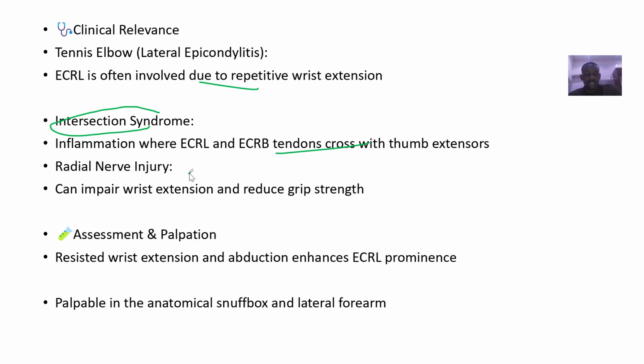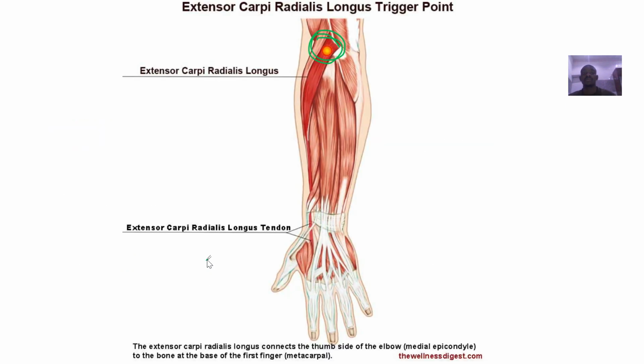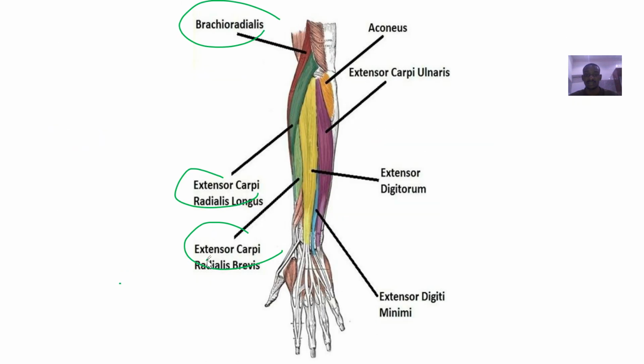Okay, so you can also have radial nerve injury. This one impairs wrist extension and reduces grip strength. Alright, so for assessment and palpation, it is resisted wrist extension, and abduction enhances it. You can also palpate it in the anatomical snuffbox and also the lateral forearm. Okay, so this is for the extensor carpi radialis longus.